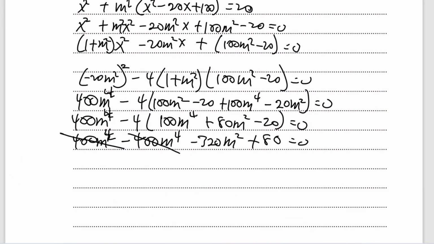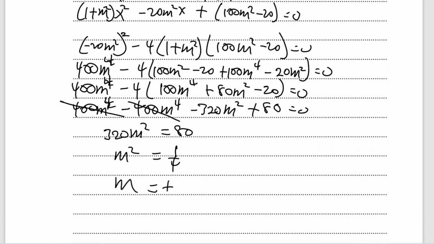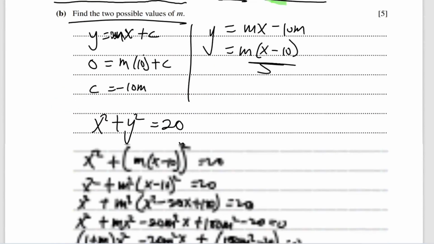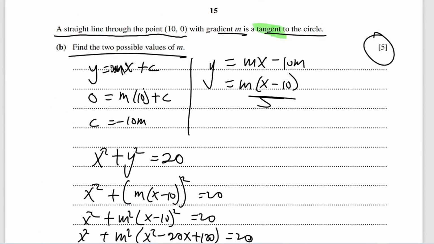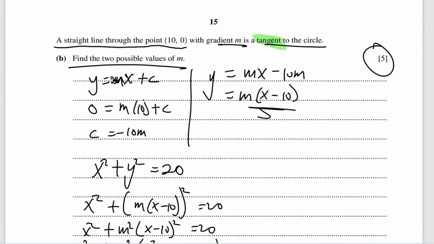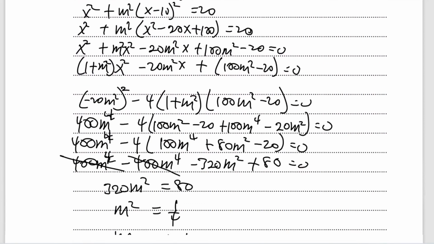So I'm going to have 320m squared is equal to 80. And that means that m squared is equal to 1 over 4. m is going to be plus or minus the square root of 1 over 4, which is half. So these are your two values of m. How many marks for that? That's 5 marks. Good. So that's how you solve such a question. Generate the new line, solve it simultaneously with the curve, and you are good to go.